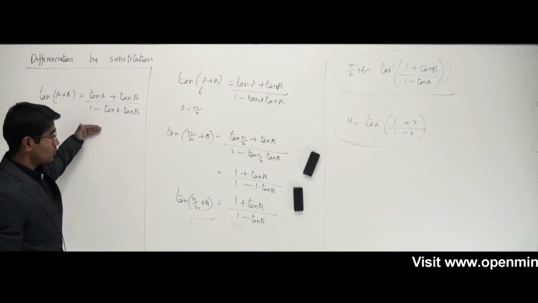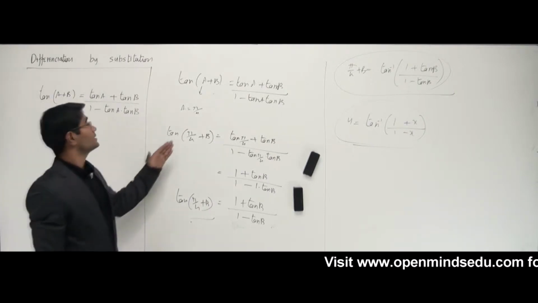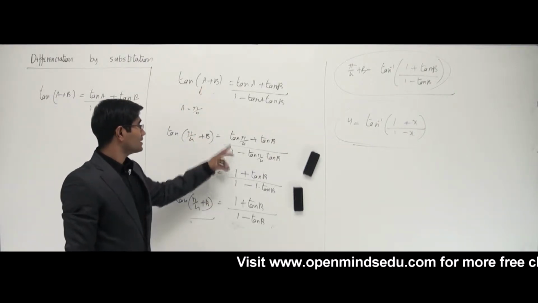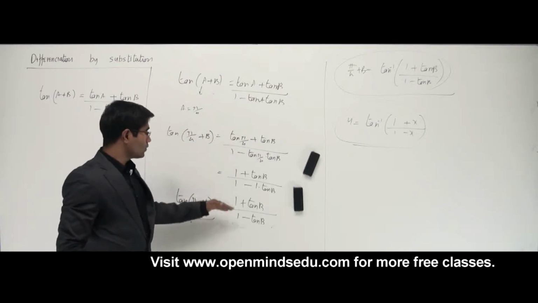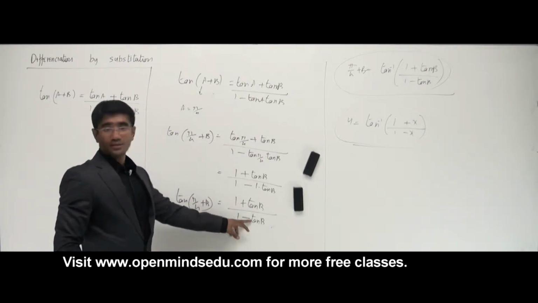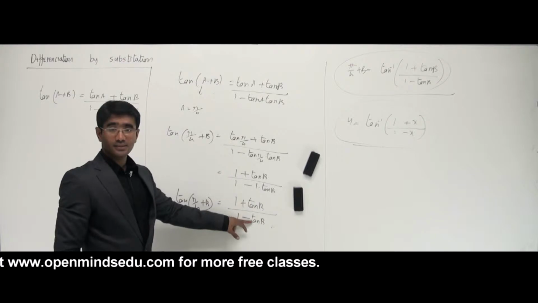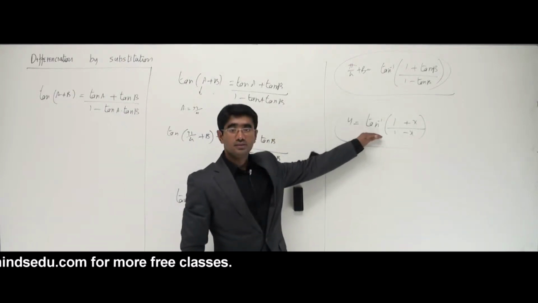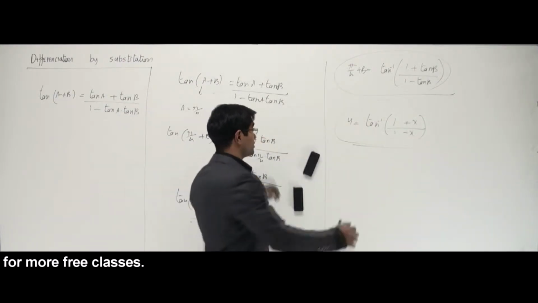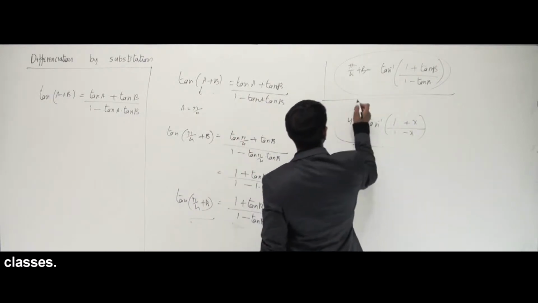And how does it generate? Basically, I take the first guy as pi by 4, and I can see that this becomes 1, and overall I get 1 plus tan b and 1 minus tan b, and I'm taking this and this as x and x. So that converts to a problem like this. Now, how will I solve this? Keep this in mind. This is how it generated.